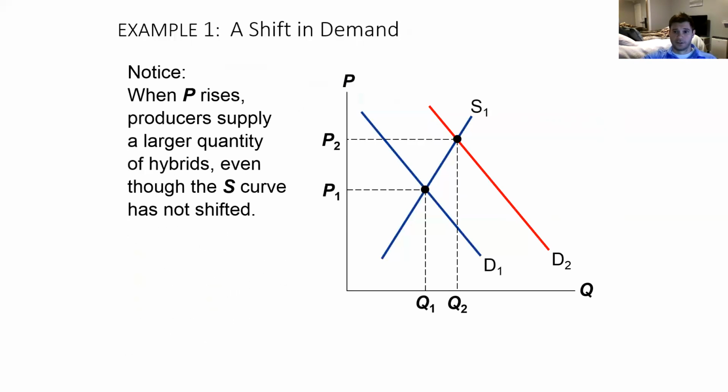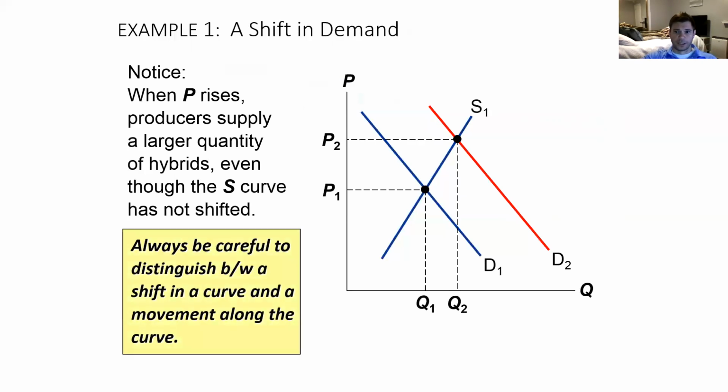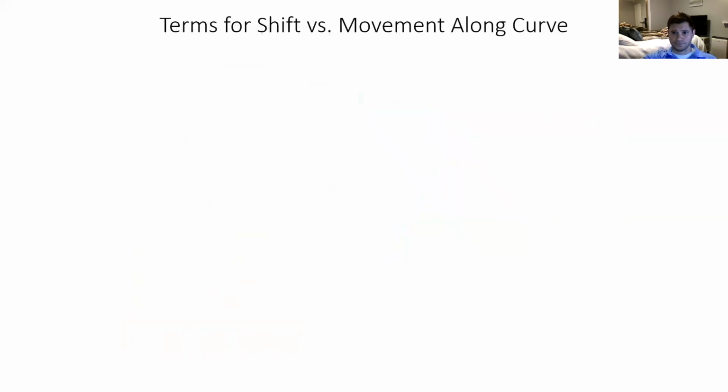despite the fact that the supply curve itself didn't shift. Okay, so we're going to be kind of careful here, distinguishing between a shift in the curve versus a movement along the curve. Just some semantics to get around here. Okay, so anytime we have a change in something, a change in supply or change in demand, then we're thinking about the curve actually shifting.